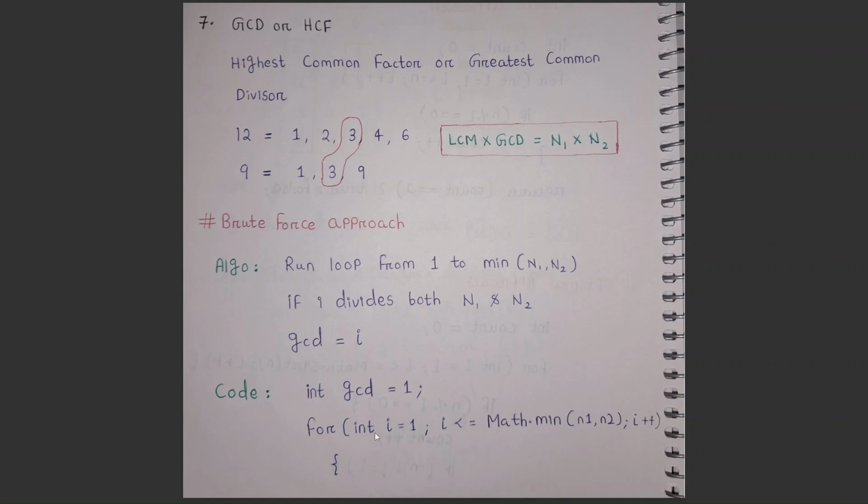So the code is pretty simple. First, we have to initialize a GCD value. And for every two numbers, the initialized GCD value is 1 because in case they are prime number, their GCD is always going to be 1. So we can initialize the GCD value with 1. We can also initialize with 0, no problem. But it's a general convention to initialize it with 1. Now we have to run the loop from 1 till minimum of n1 and n2.